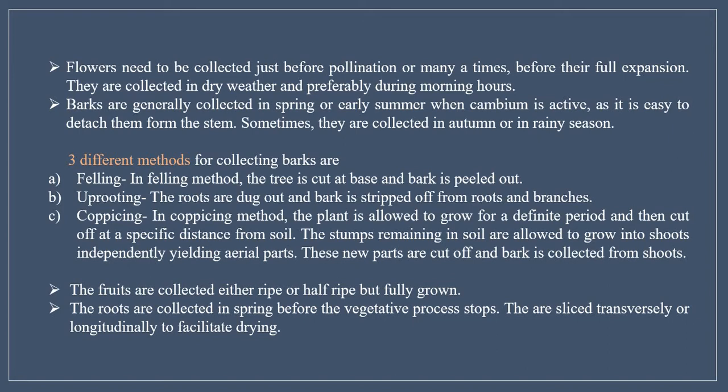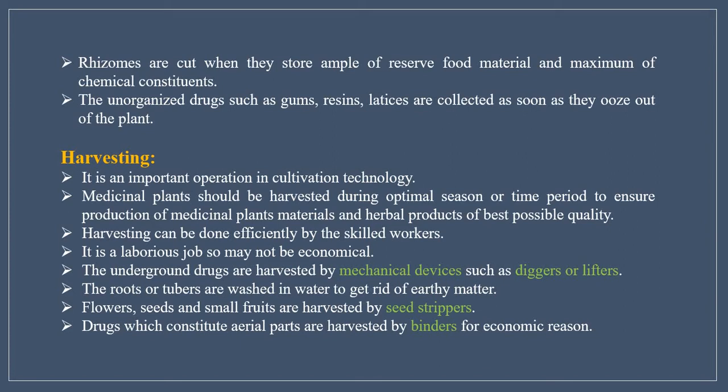The fruit should be collected when they are fully grown but can be ripe or half ripe. The roots are collected in spring and sliced transversely or longitudinally to facilitate drying. Rhizomes are cut when they store ample preserved food material and the amount of chemical constituents is maximum in them. The unorganized drugs such as gums, resins, latex, juices, etc. can be collected as soon as they ooze out of the plants.